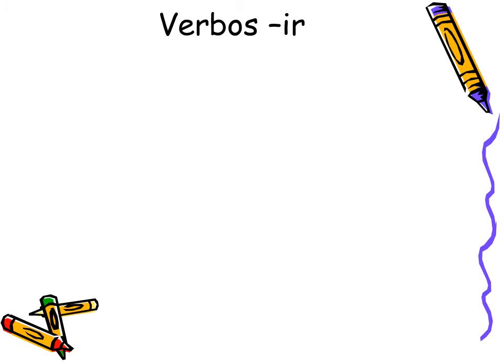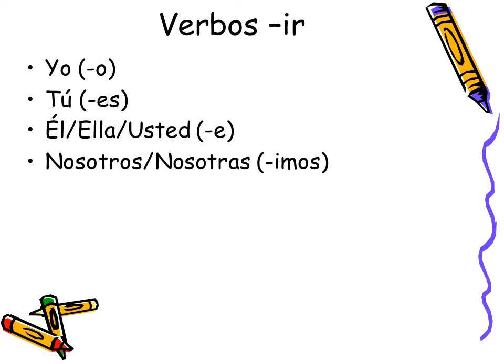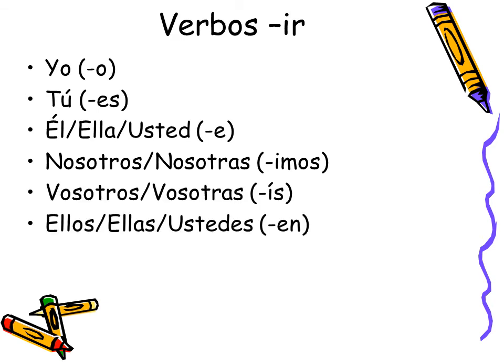Now here are the endings for IR verbs. For yo, we also have o. Tú, we also have es. Él, ella, and usted, we have e. Nosotras and nosotros, we have imos. Vosotros and vosotras, we have ís. Ellos, ellas, and ustedes, we have en.